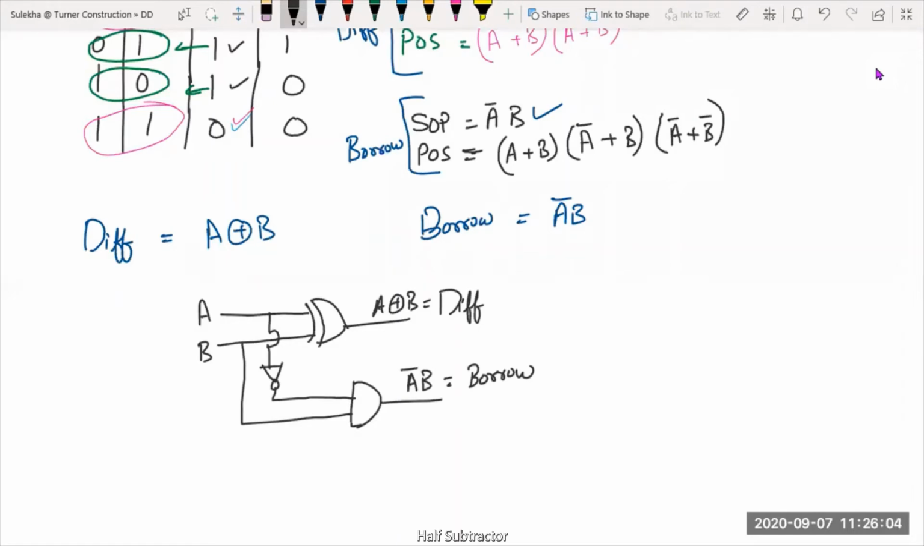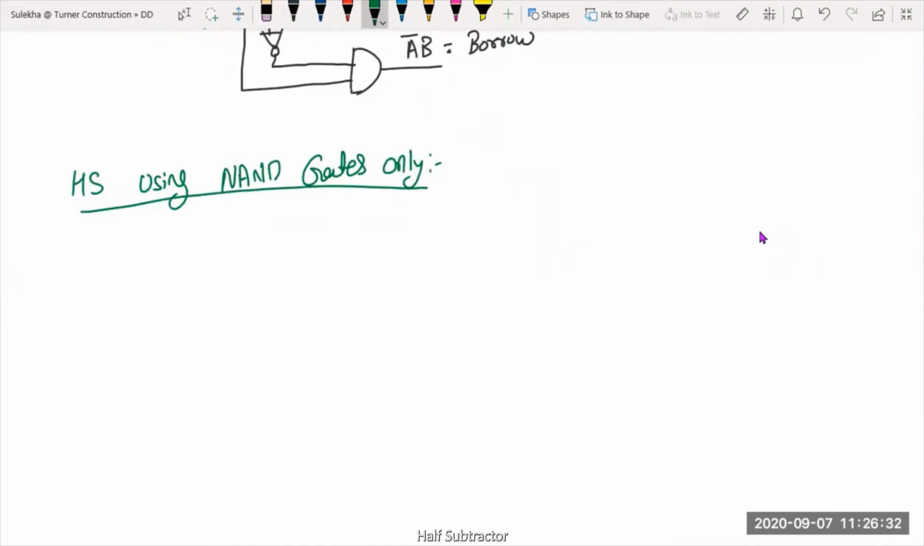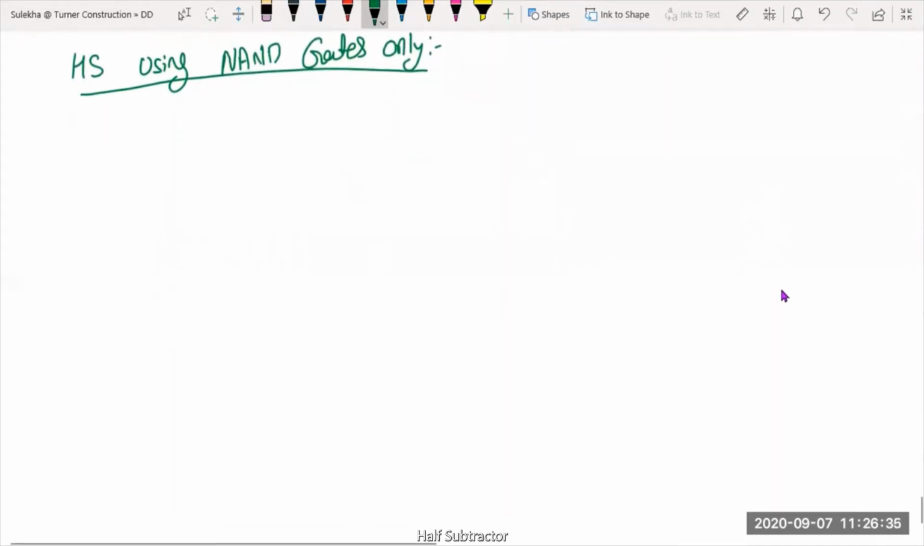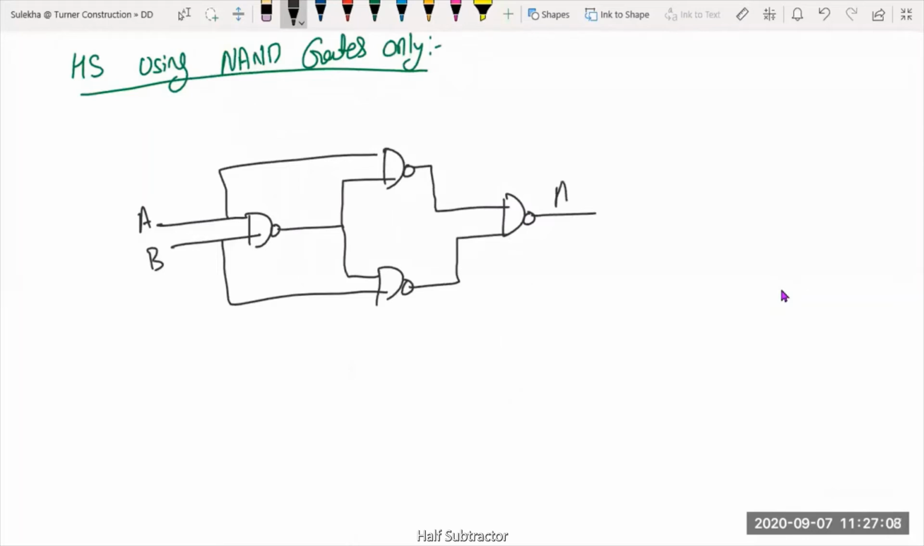Suppose you want to design this box using only NAND gates or NOR gates, what will be your procedure? We will discuss those things. First, we will discuss implementation of half subtractor using NAND gates only. For this, the first thing is you need to design a circuit for A XOR B. And for designing a circuit for A XOR B, you already know that in this way you need to design it. So basically A and B are your two inputs, and here you are getting A XOR B.